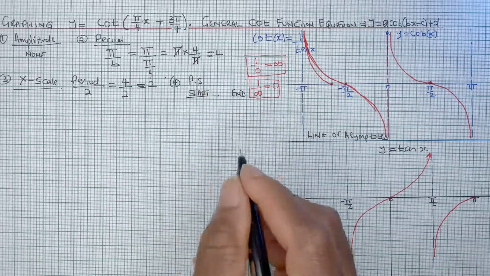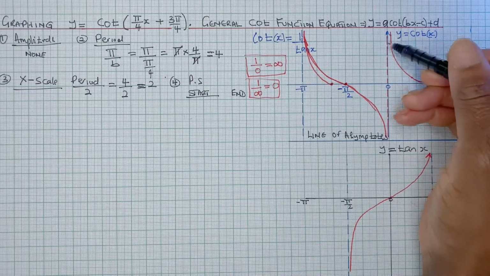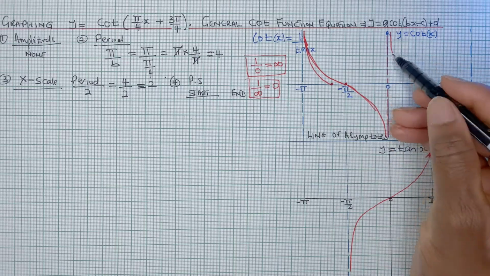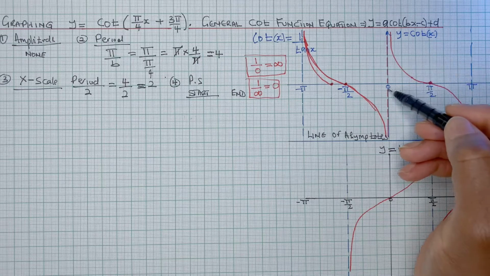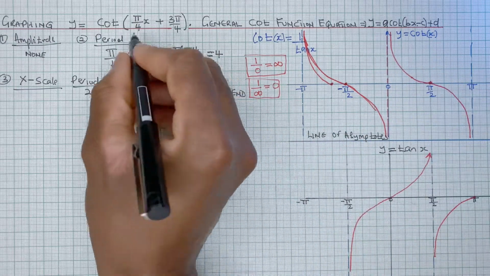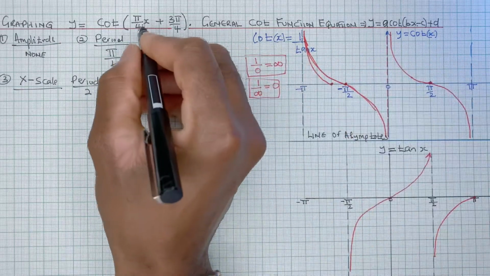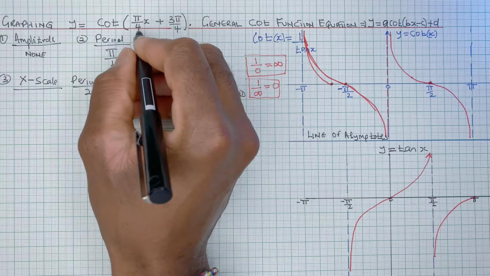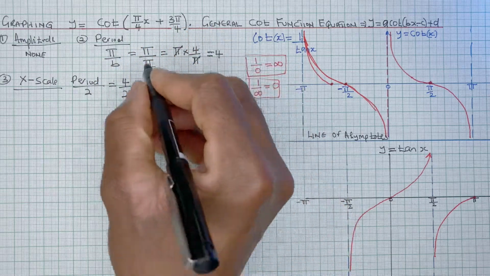Now, if you look at cotan, the start is at the line of asymptote here. We set cotan of x to 0, you get the line of asymptote. Well, the start is, if we set the bracket, the function, pi x over 4 plus 3 pi over 4, so we have to set that to 0.